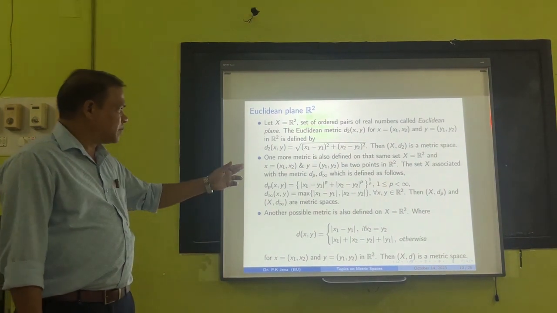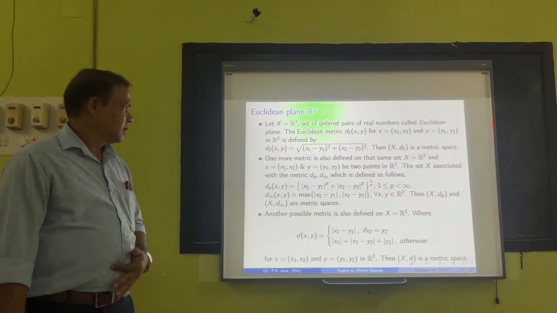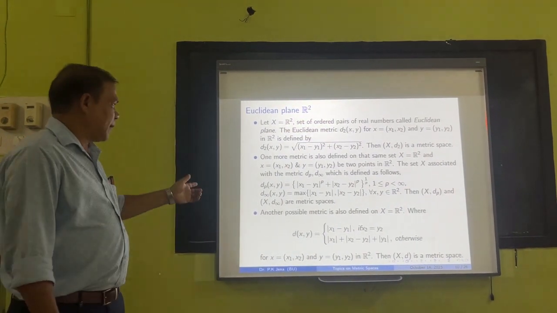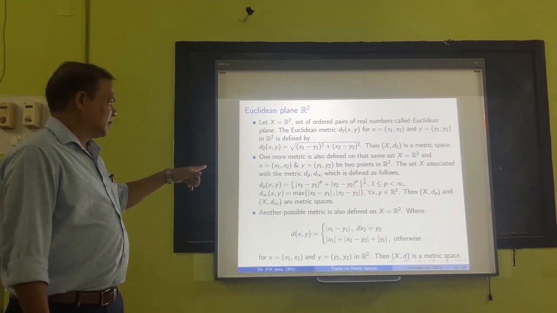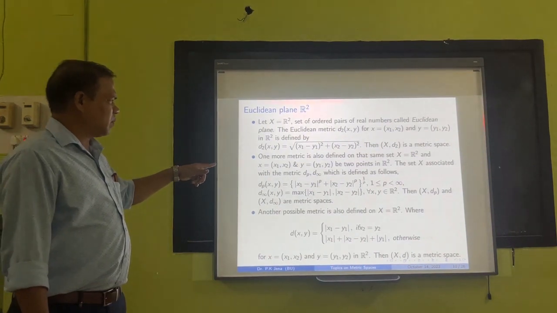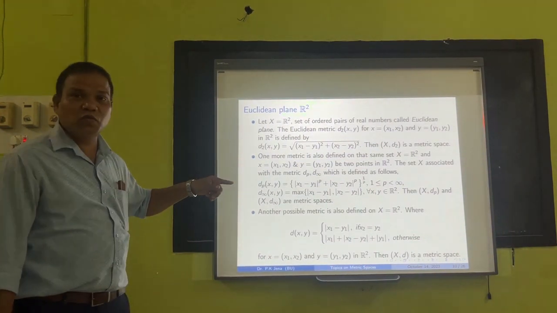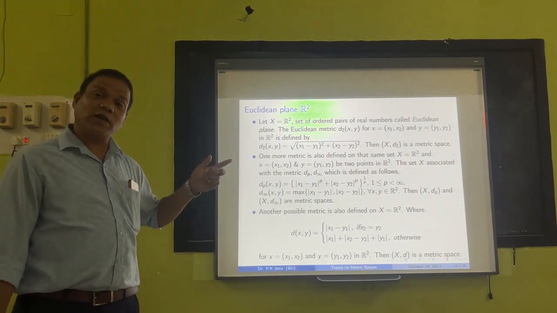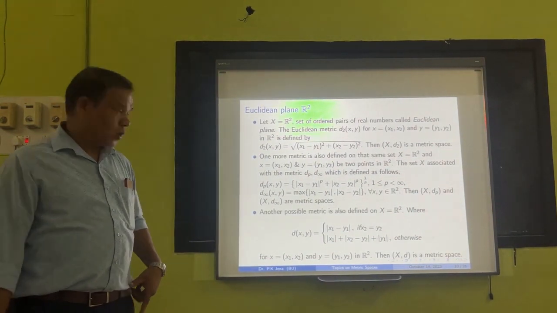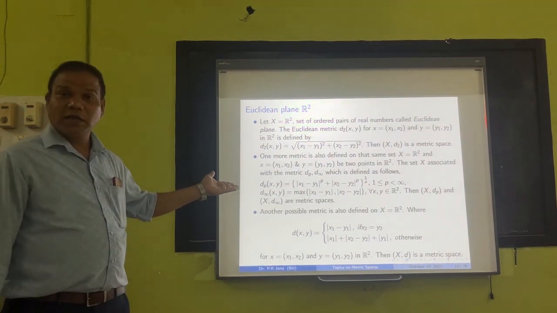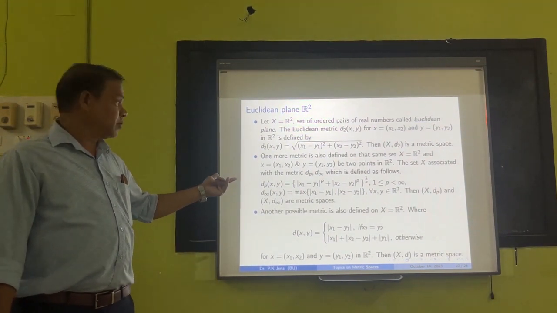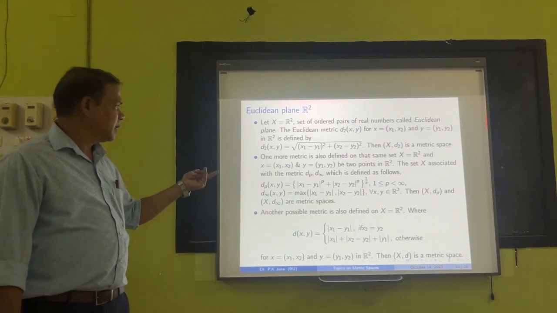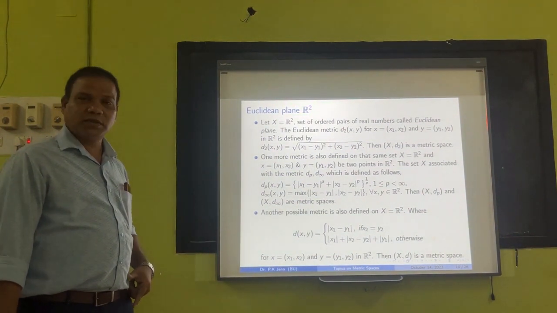For any p lying between 1 and infinity, excluding infinity, here we are defining dp of (x, y) as (modulus of x1 minus y1 to the power p plus modulus of x2 minus y2 to the power p) whole to the power 1 by p. P lies between 1 and infinity, including 1. Also we will discuss what about the infinity metric. It will be the maximum of both the terms, modulus of x1 minus y1 and modulus of x2 minus y2.